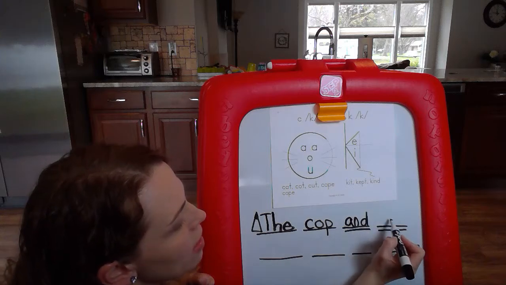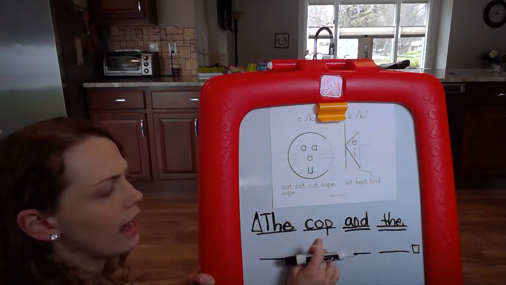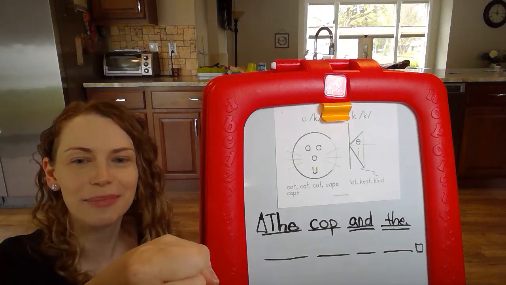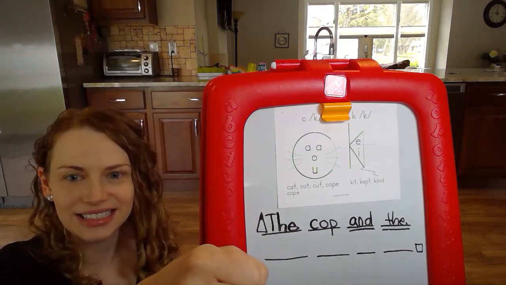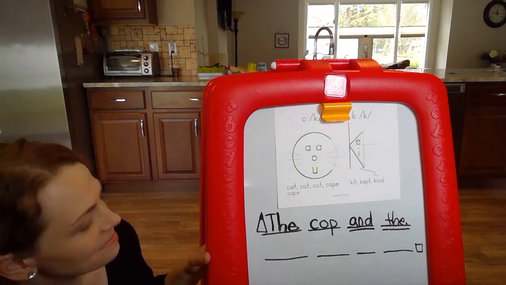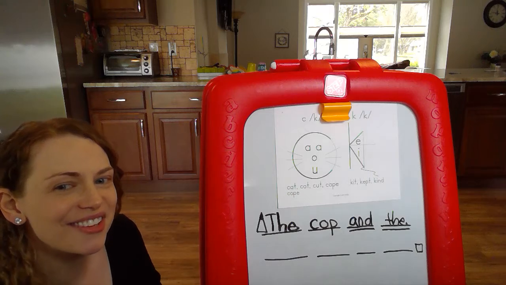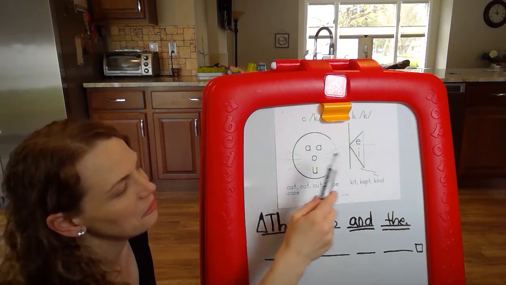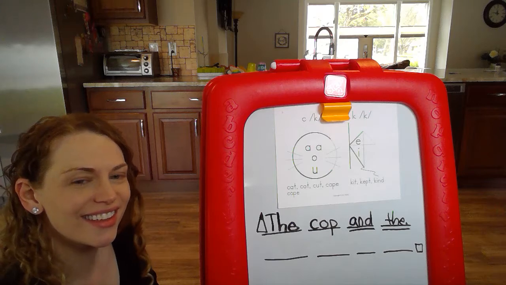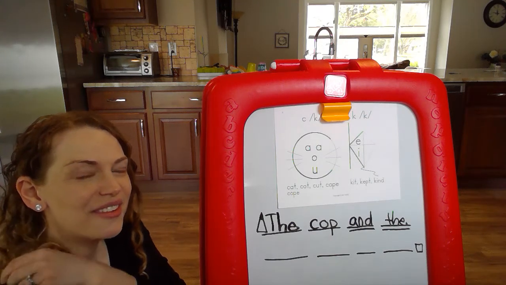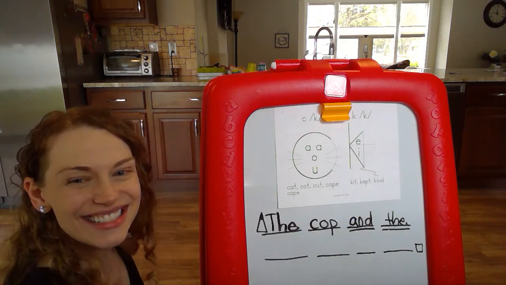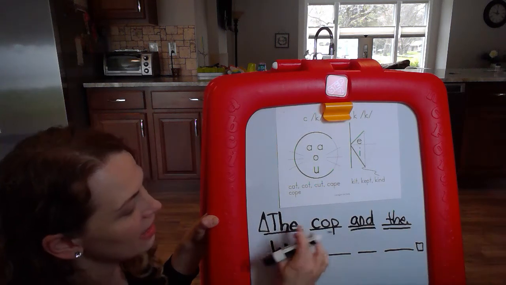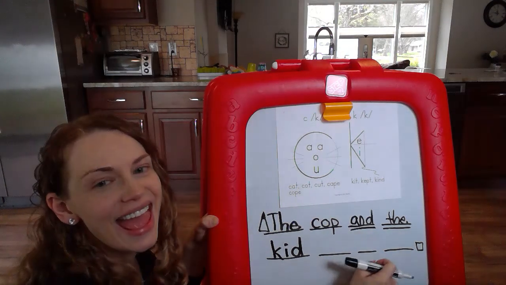And the cop and the kid. Pound kid. Kid. Tap it. K-I-D. Kid. Let's see if you can write it right. Kid. Did you get kid? Did you write it? Which letter goes with that I? We need to start with a K, don't we? K-I-D. The cop and the kid did a jig.